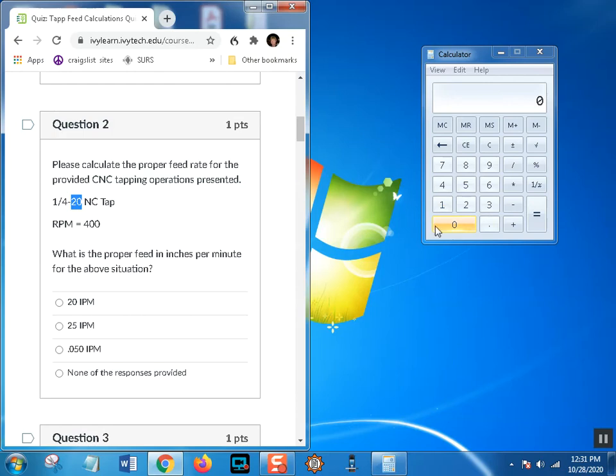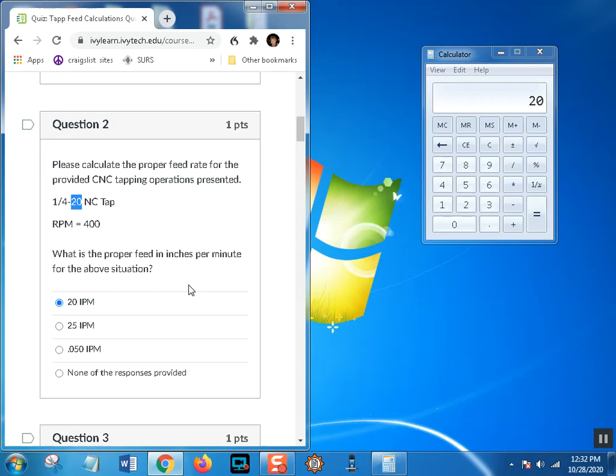So I'm going to do it the same way I did it before. I'm going to go 1 divided by 20, which equals 50 thousandths. Multiply that times 400 equals 20. So we're going to run 20 inches per minute. So right there it is, 20 inches per minute.